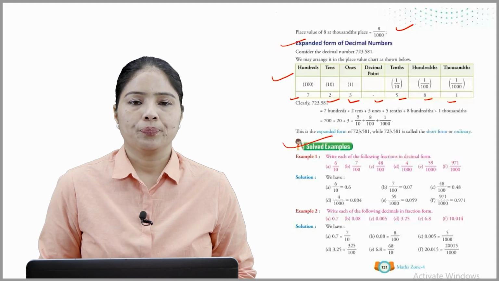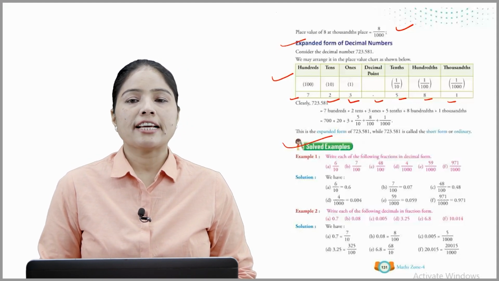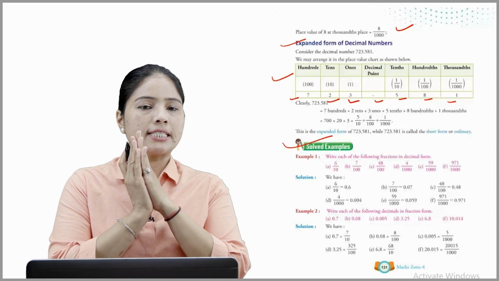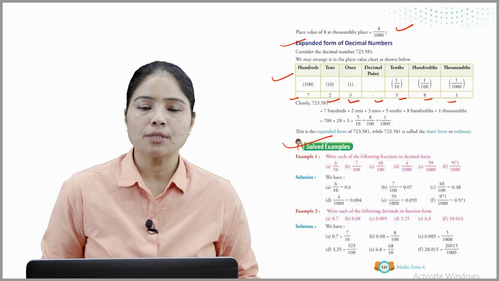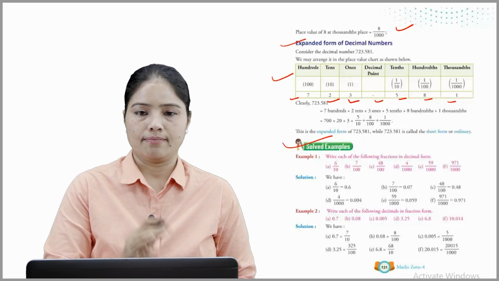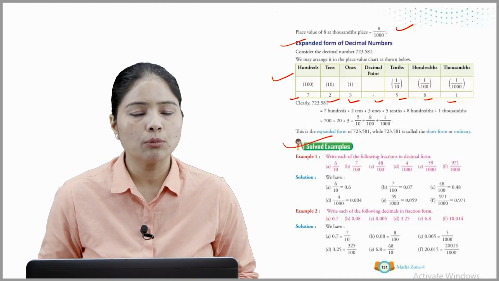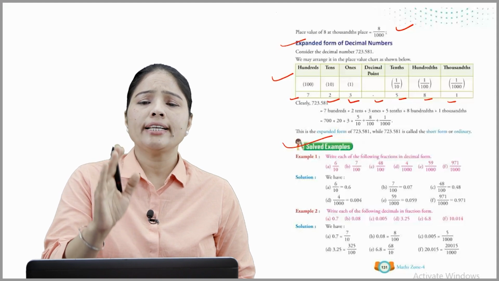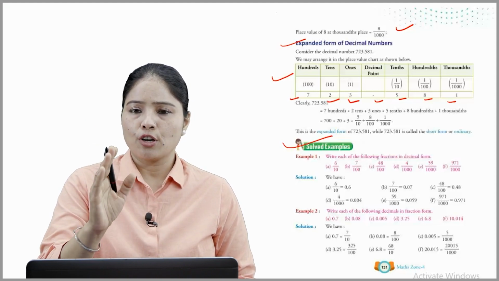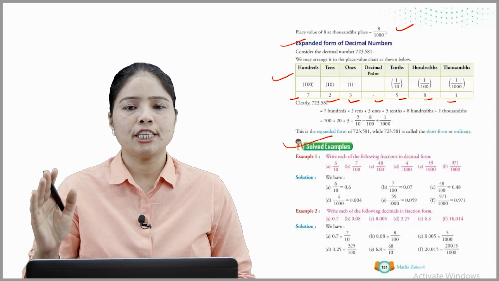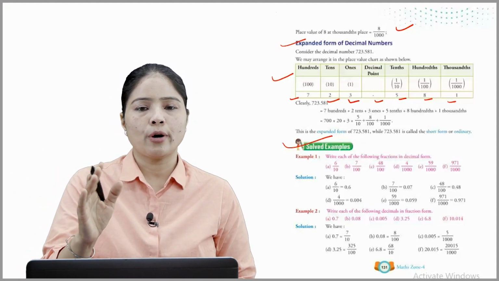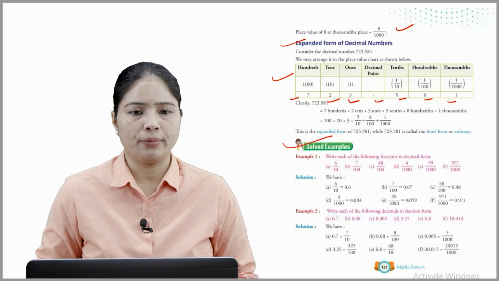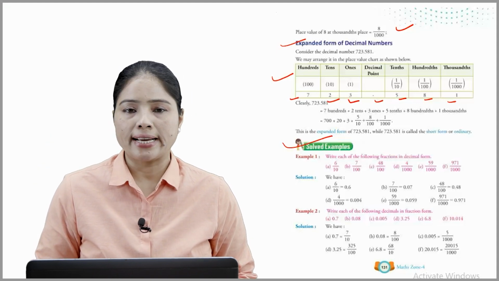Example number 1. Write each of the following fractions in decimal form. First one is given 6/10. Solutions. We have 6/10 means 0.6. Similarly 7/100 means 0.07. 48/100 means 0.48, and 4/1000 is 0.004, and so on, beta. Okay, so just do practice it.